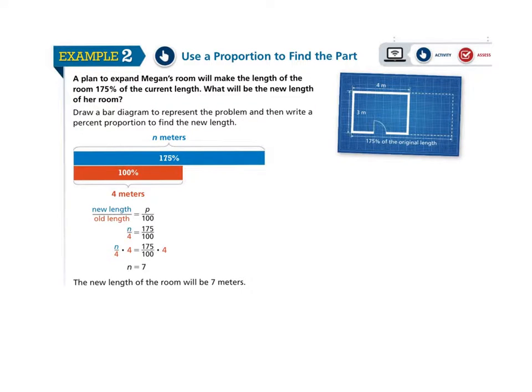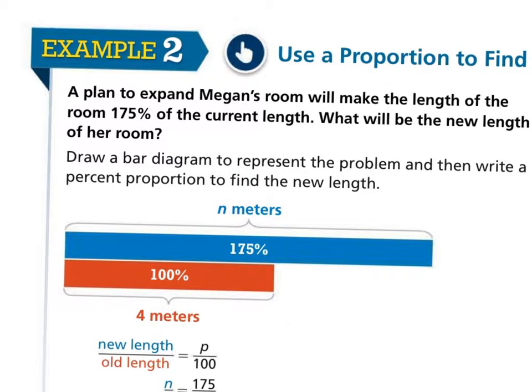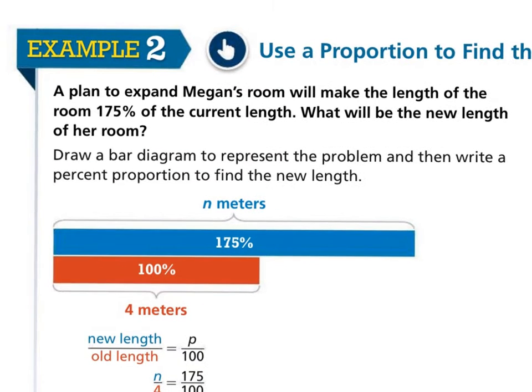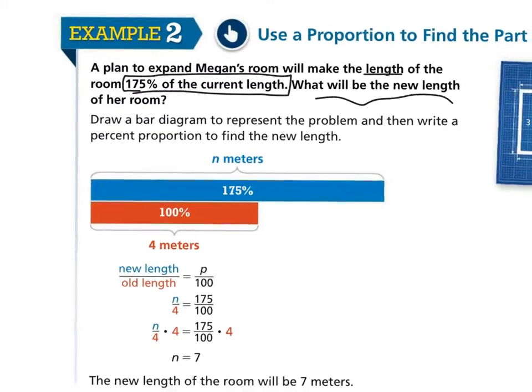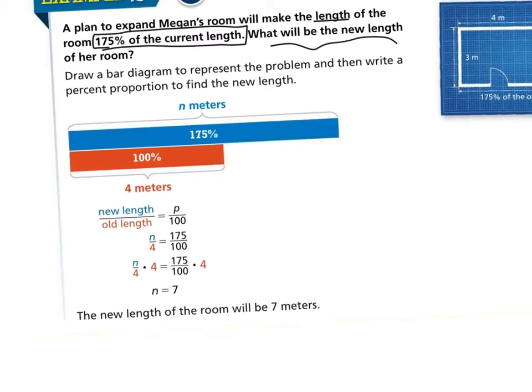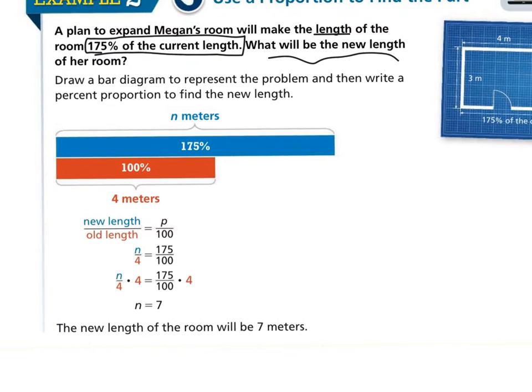Example 2, a plan to expand Megan's room will make the length of the room 175% of the current length. What will be the new length of her room? Okay, so kind of a key phrase I've boxed in there, 175% of the current length. We have an option actually different than what the book's doing. What the book's doing is fine.